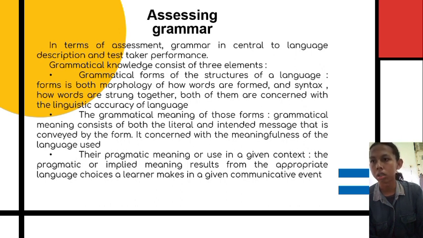Form is about morphology, how words are formed, and syntax, how words are strung together. Both of them are concerned with the linguistic accuracy of language. And number two is the grammatical meaning of those forms. Grammatical meaning consists of both the literal and intended message that is conveyed by the form, in concern with the meaningfulness of the language used. And number three is their pragmatic meaning as used in a given context.